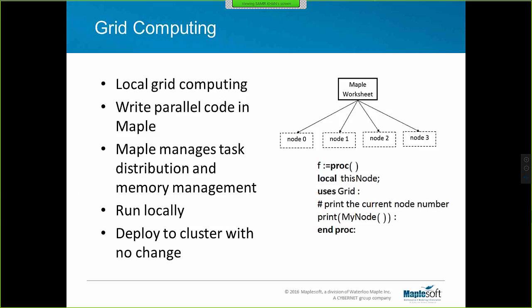Now, with the grid computing model, you launch calculation nodes. Each node runs independently in its own memory space, but they can also send messages to each other. Maple distributes each calculation node across all of the cores of your computer. The same program can be distributed to a cluster of computers with no change in the program. Maple actually uses an implementation of the message passing interface standard distributed by the Argonne National Laboratory.